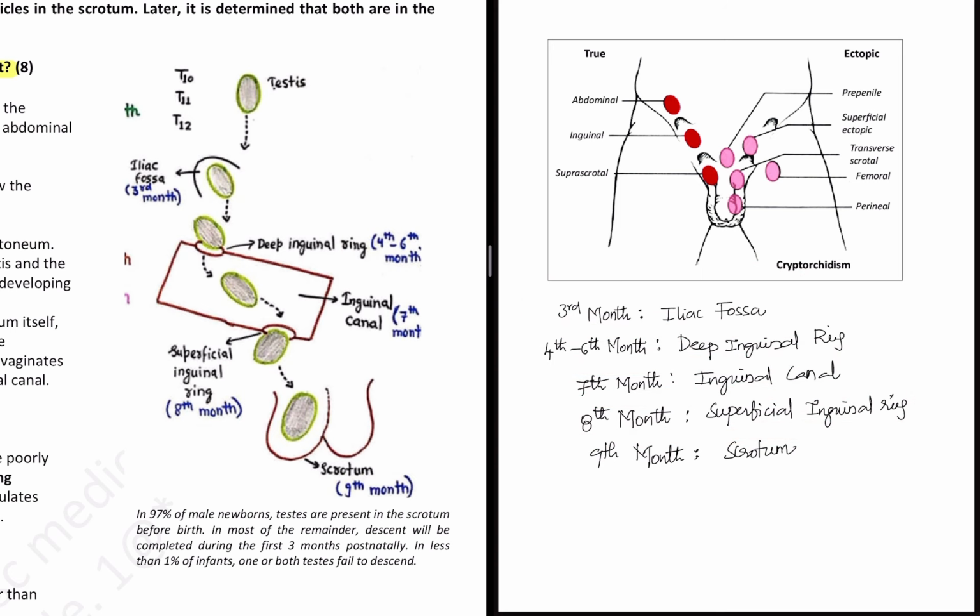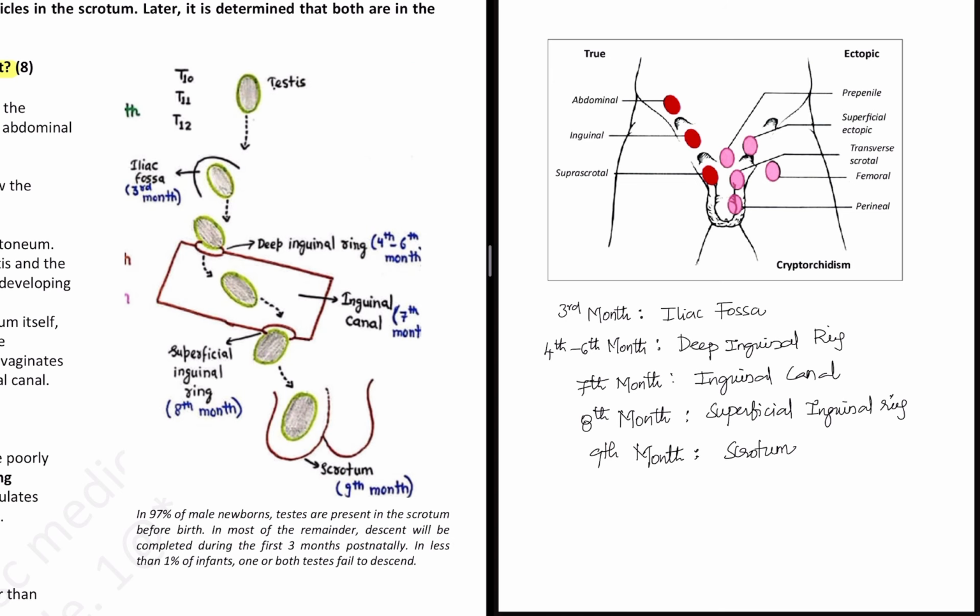The same thing with the help of an image: iliac fossa, deep inguinal ring, within the inguinal canal, superficial inguinal ring, and the scrotum. In 97% of male newborns, by birth, testis is present in the scrotum. And in most of the newborns, if it is not present within 3 months, it will come back to its normal position. If it is not happening within 3 months, it will never happen. That's the reason the ideal time for correction is 3 months to 12 months. You have to correct undescended testis.